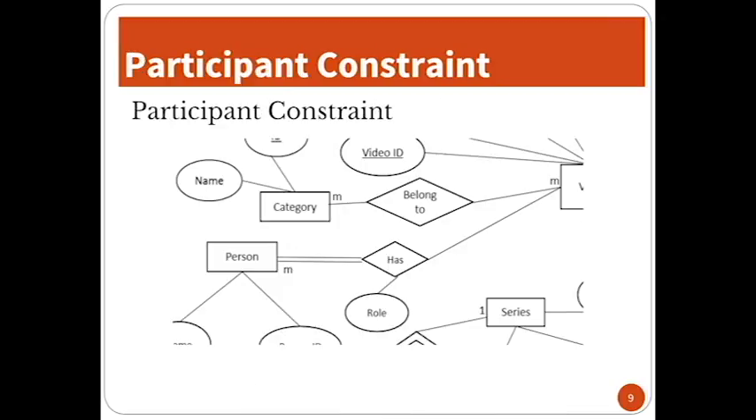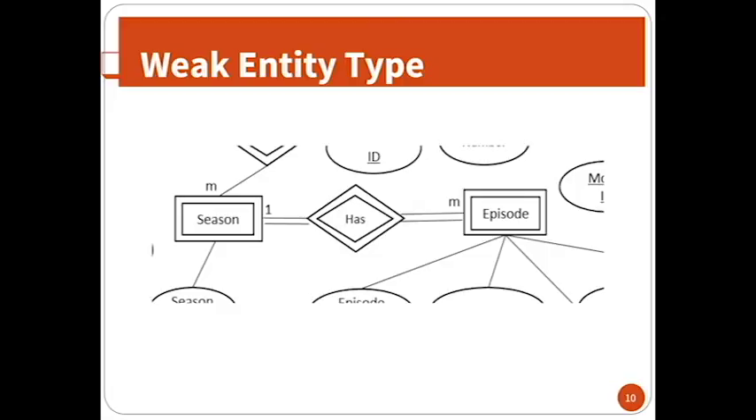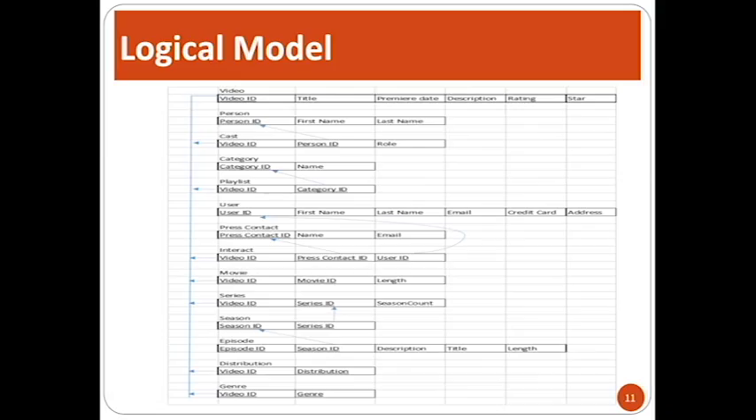The second feature is about the participation constraints. We can see from the picture, not every person plays roles in the videos stored by the company. This feature may cause more concern when translating the conceptual model to the logical model. The third one is that some weak entity types exist in our conceptual model, like season and episode. All these features are interesting pieces to understand our conceptual model.